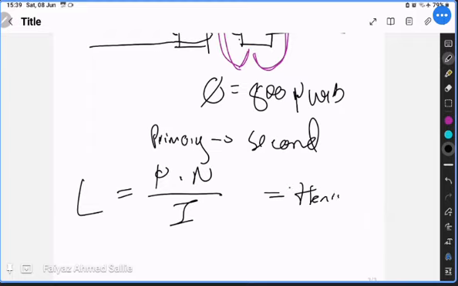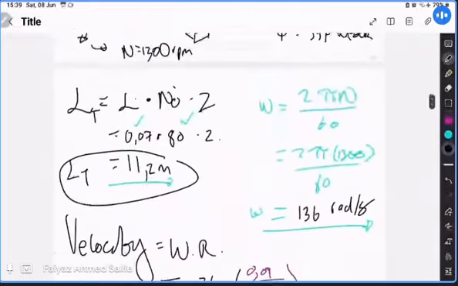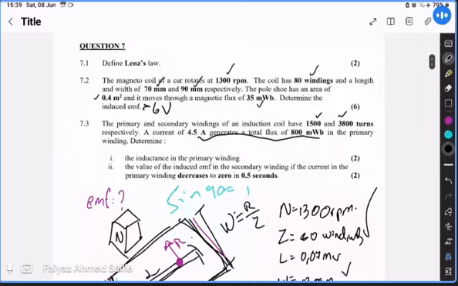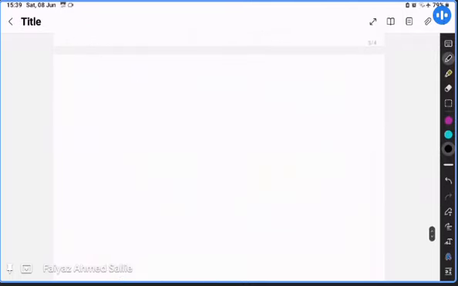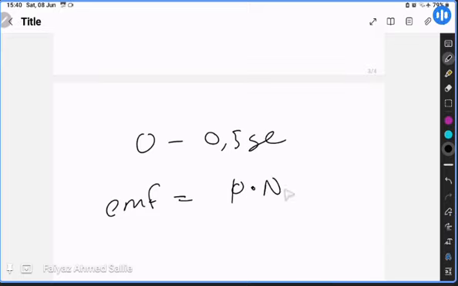Henry, right? Capital H. And then the next question is: what is the induced EMF in the secondary winding if the current in the primary winding decreases to 0 in 0.5 seconds? They want the EMF, and we know that the flux is multiplied by the number of windings over the change in time.